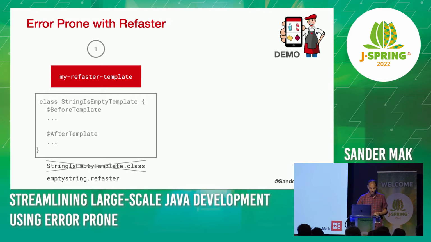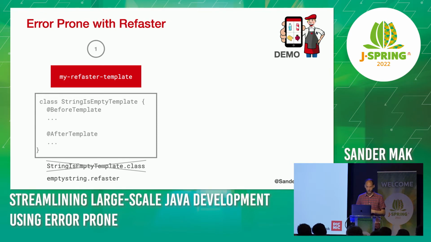So how does this work? You compile this again using a special compiler plugin, not the same one as we saw, but a different one, that compiles this template class. And we actually disregard the class output from this. But as a side effect of compiling using this special compiler plugin, we also get this emptystring.refaster file. And this is sort of a recipe that can be picked up by Error Prone and that can be applied to any other code that you run this over.